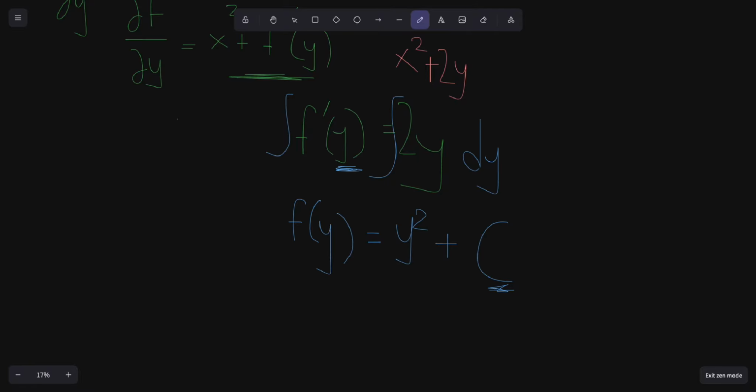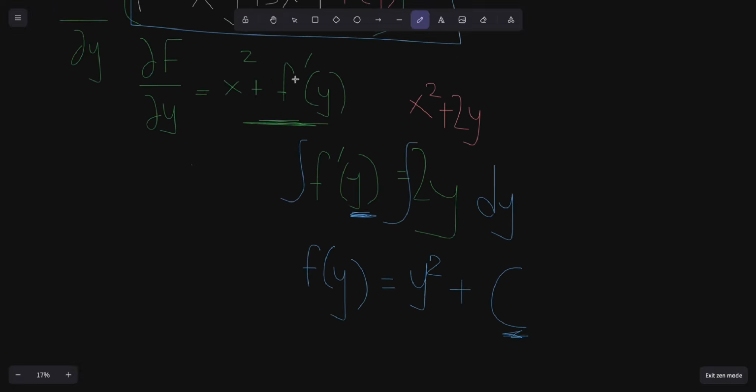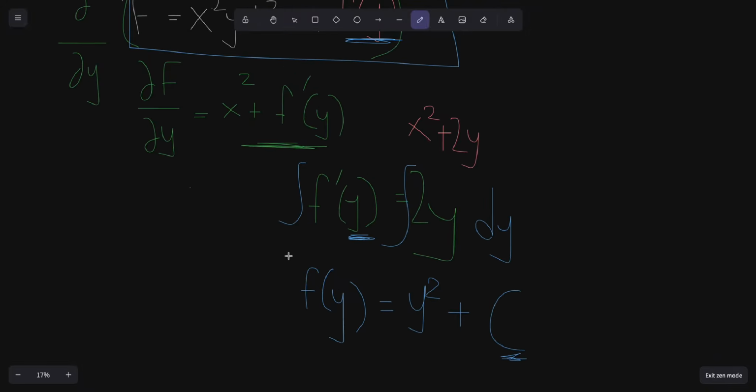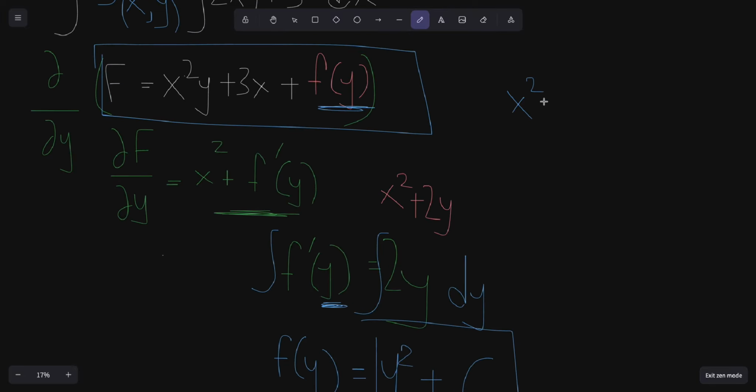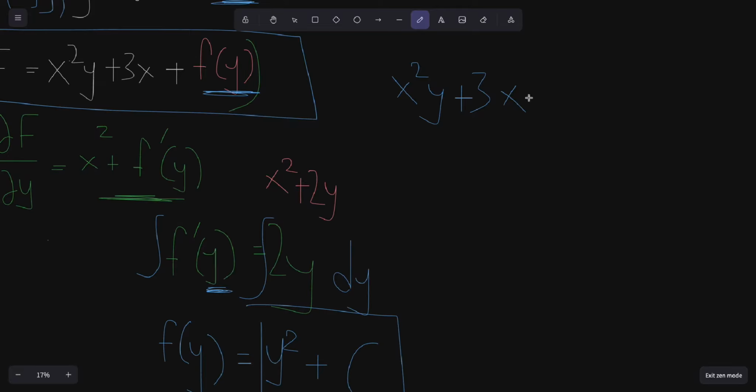So notice the difference between integrating with respect to one variable for a multi-variable function compared to integrating with respect to a variable for just a regular old function. And so, now that we have f of y, let's just plug it into our thing. So I have x squared y plus 3x, and then f of y, well, that's y squared plus c.